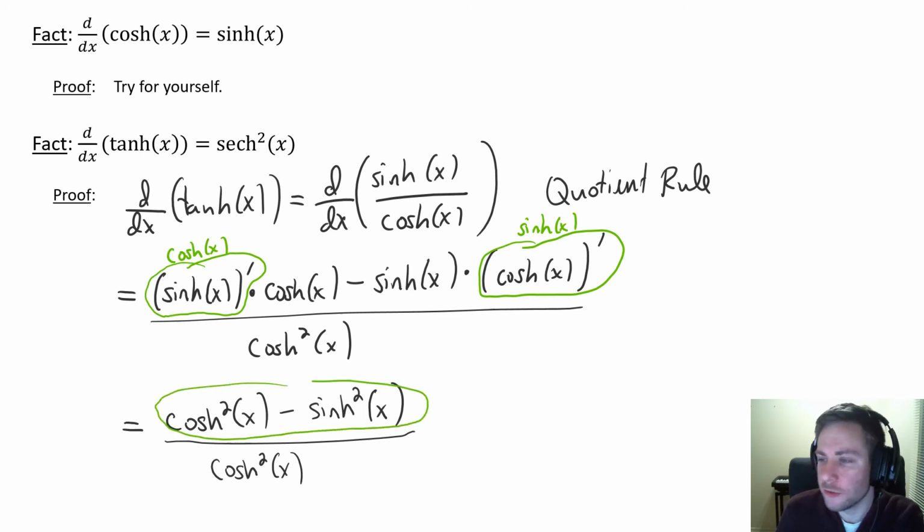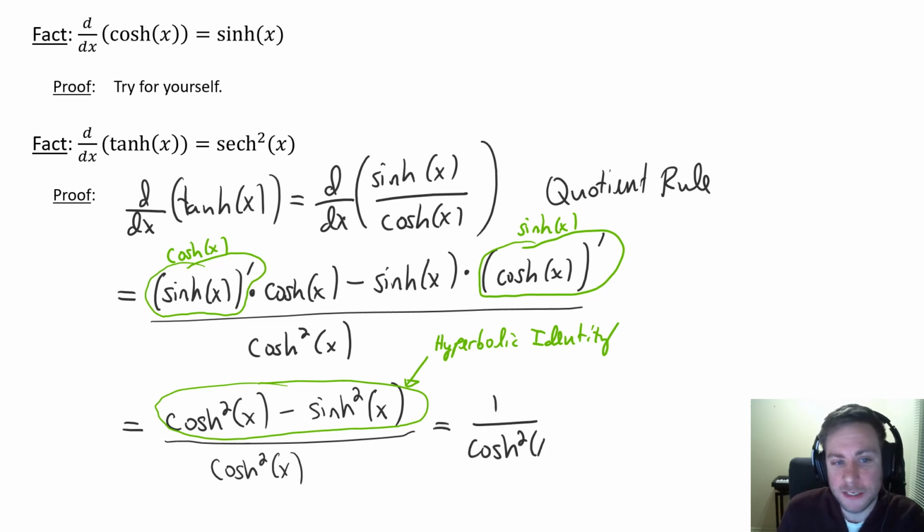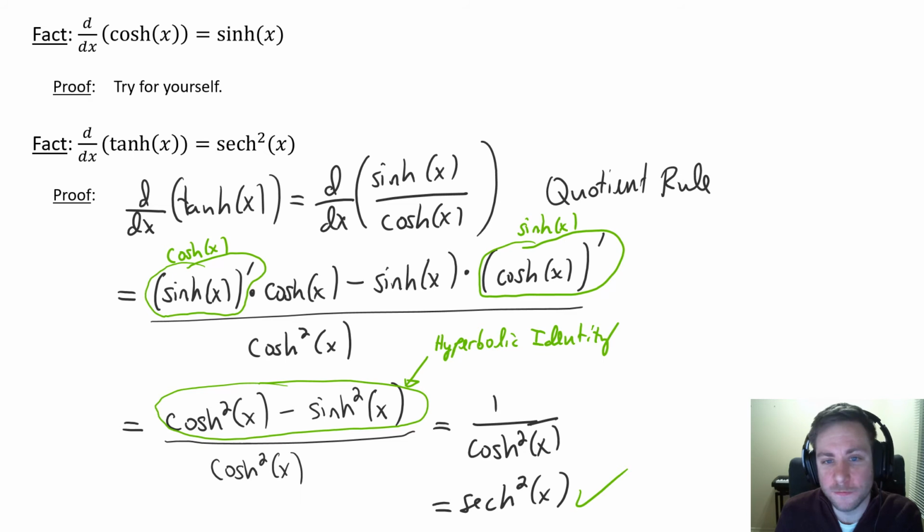Next, we notice the numerator here looks exactly like one of our hyperbolic identities from the previous video. So we know that cosh squared minus sinh squared is always equal to 1. And because of that, we can simplify our derivative as shown here. As a final step, we know 1 over cosh squared is just another name for sech squared, so you can write it as such, and that completes our proof.